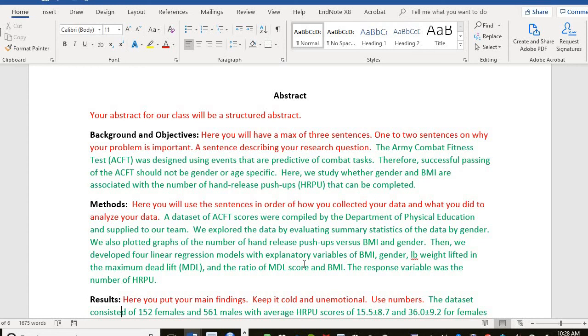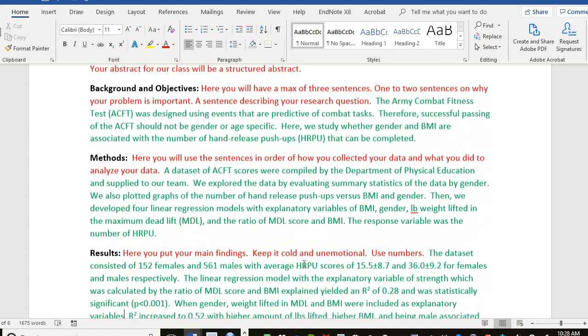I think I showed you some graphs already, and I just picked out randomly the hand release push-ups as an example, as the response variable. So here you see the few sentences. You don't have more than a max of 3 sentences. You're just describing to a reader whether they want to read further. That's all it is. Then the methods.